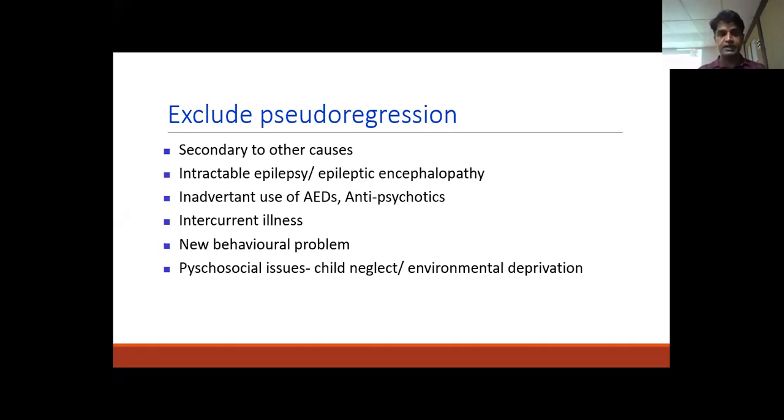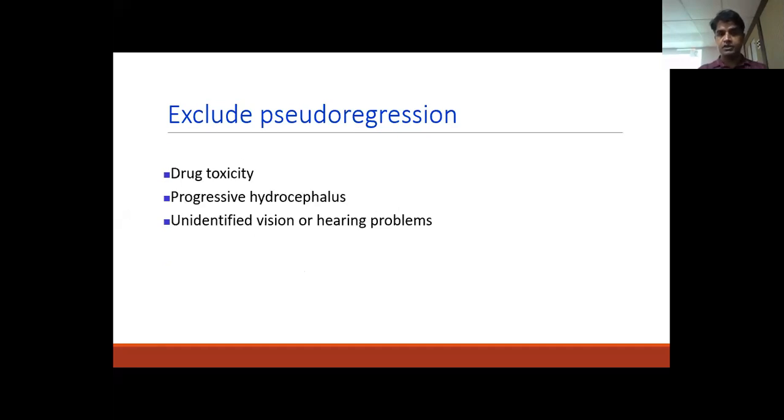Other intercurrent illness could affect. There could be new behavioral problems. It could be due to psychosocial issues such as child neglect, environmental deprivation, drug toxicity, progressive hydrocephalus, and unidentified vision or hearing problems. Sometimes simple vitamin deficiency, such as B12 deficiency, as we saw with one child recently, can also be the cause.